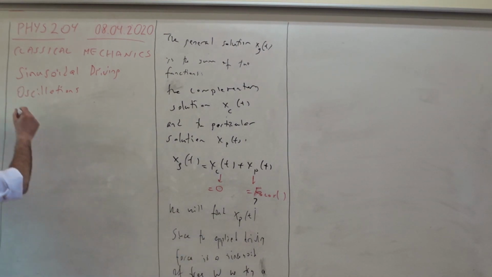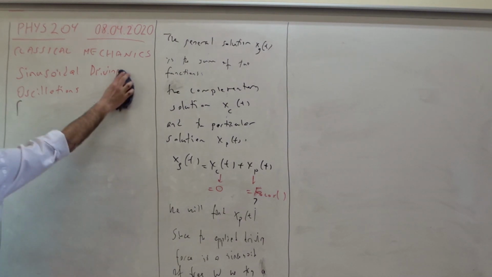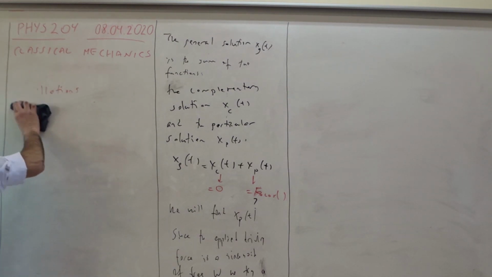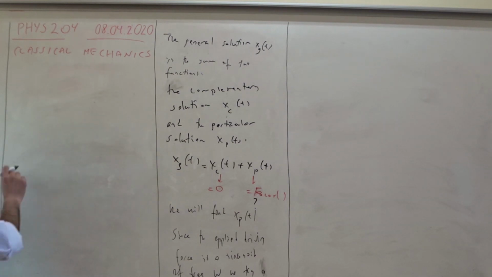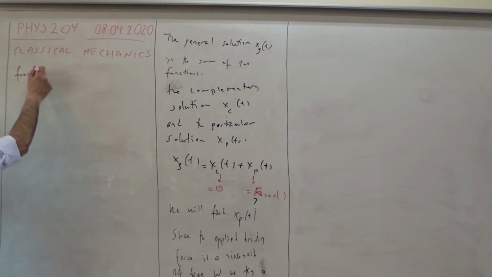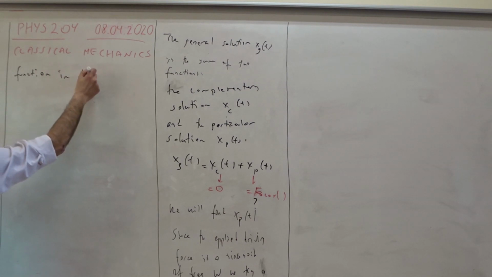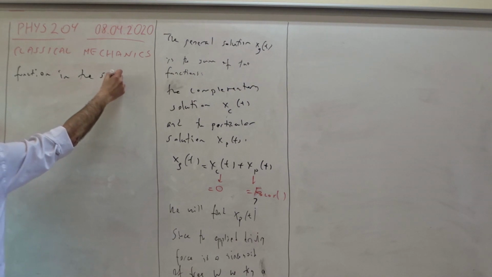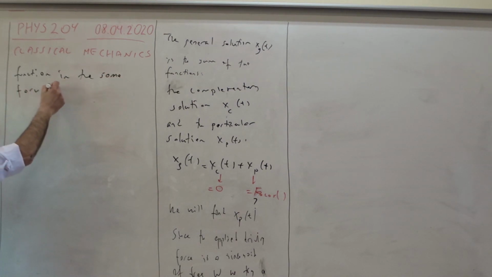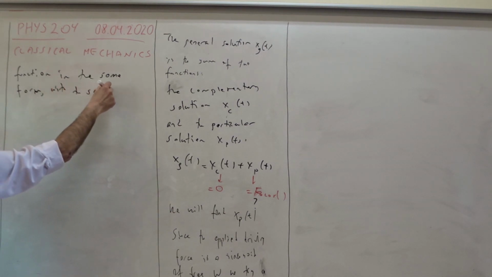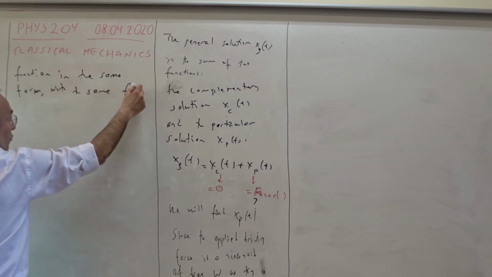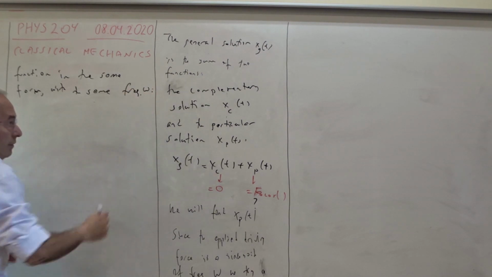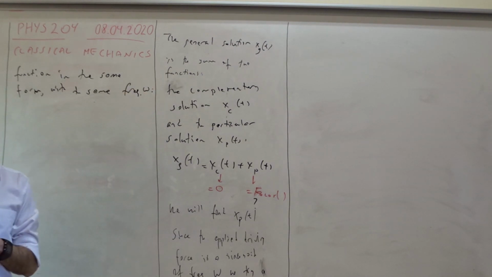We try a function in the same form. Same form means it will be a sinusoid also, with the same frequency omega, but with a phase factor, an unknown factor, delta, for instance.